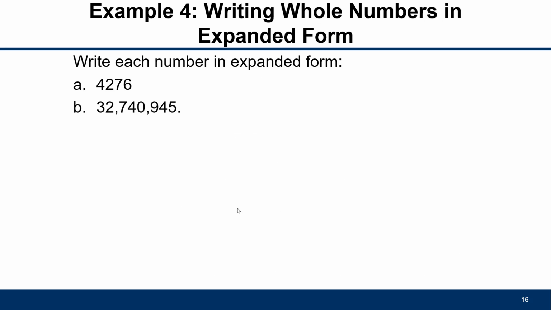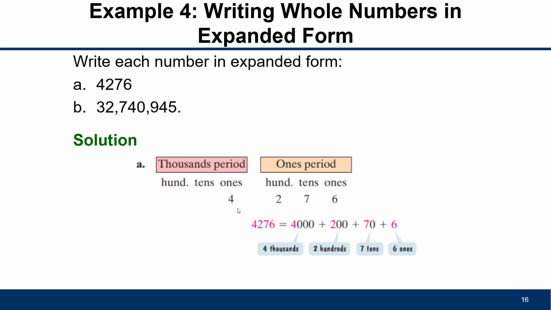Let's try another example. We can write each of these numbers in expanded form. You'll notice that we didn't put a comma in the 4,276. See if you like it. I personally don't. I'd put a comma in there, but it's okay either way. So here's the solution. 4276, we write them into our periods. We see that 4 lands in the 1,000s, so that's 4,000, right? 2 hundreds, 7 tens, 6 ones, so there's your 4,000 plus 200 plus 70 plus 6.